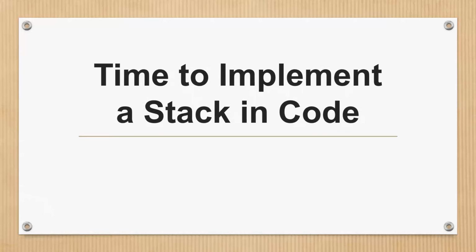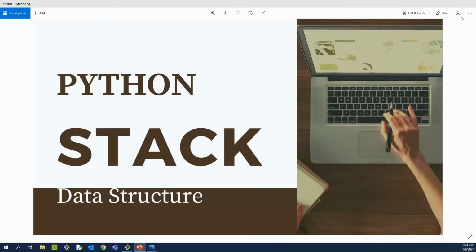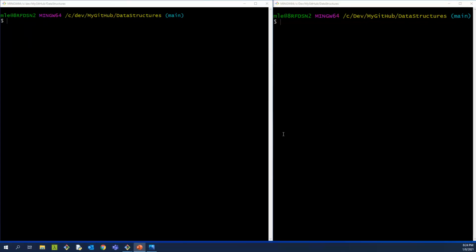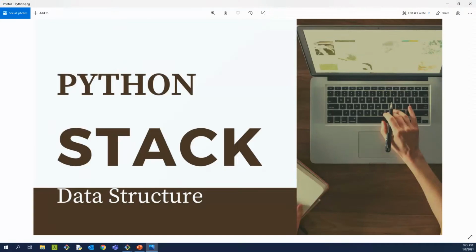Alright, now it's time to get to implementing a stack in code. Right now on screen I have two terminals open side by side. The left terminal will be used for us to code out our stack, and I'll be using the nano editor. You can go ahead and use whatever text editor you are comfortable with. The right-hand side terminal is where we're going to be running our code. Alright, so let's begin here.